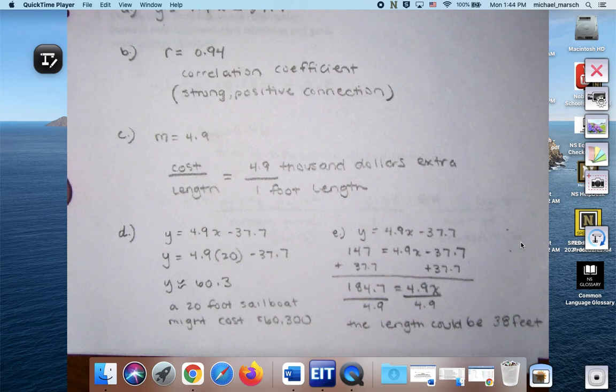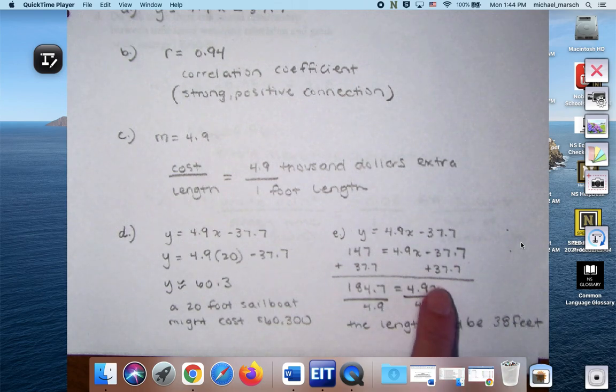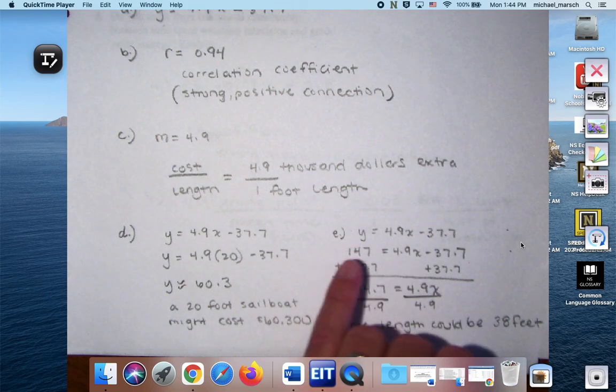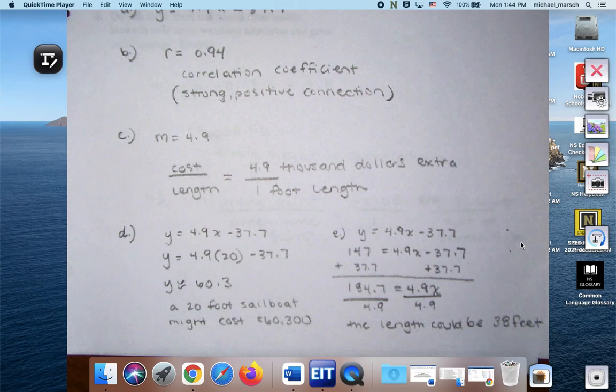So then I find out that the length could be 38 feet, right? I just rounded up to 38 because I got 37.6938776 when I divided here. So that tells me that x could be that value. How could I check my work? What could I do to see if I'm right? What could I do? Grace B? Plug 38 in for x. Sure. It absolutely could. And then I would hopefully get really close to 147, right?